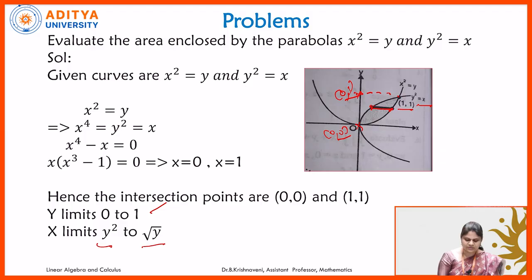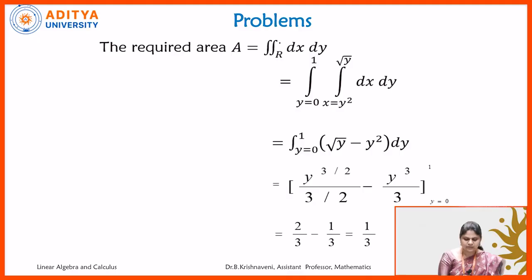Now taking these limits, we need to find the area enclosed by these parabolas, and we know that area is given by double integral over R dx dy, where the x limits are from y square to root y and y is from 0 to 1. Hence the order must be dx dy, since we have taken a horizontal strip, which gave us x limits as variables. Now let's integrate first with respect to x, keeping y constant. Integral dx is x, substituting the limits, upper limit minus lower limit, that is root y minus y square. Now we integrate with respect to y between the limits 0 to 1.